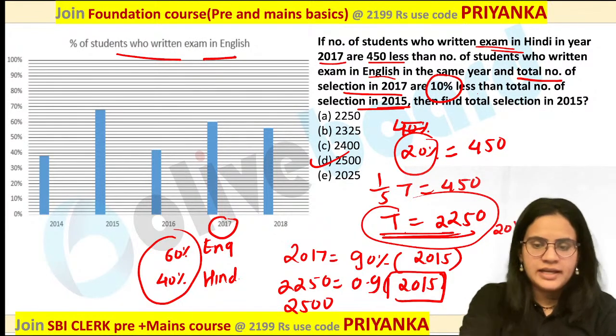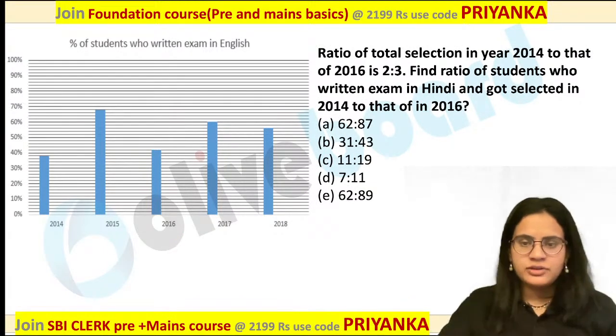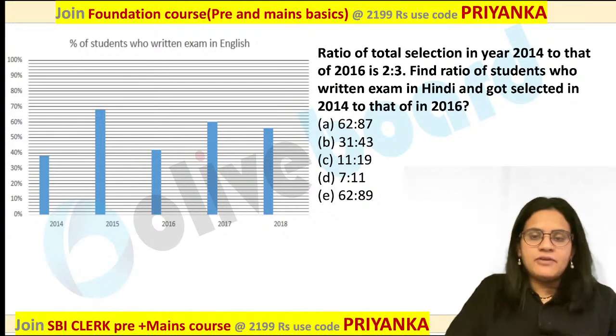Okay, let us move on to the next question now. The next question is on your screen, based on the ratio. Let me see how many of you are getting the answer for this one. Can you try this one over here? The ratio of total selection in 2014 to 2016 is given. Find the ratio of students who have written in Hindi and got selected in 14 to that in 16. So it is about ratio. Let me see how many of you are getting the perfect answer.